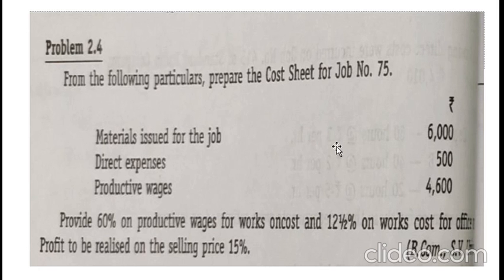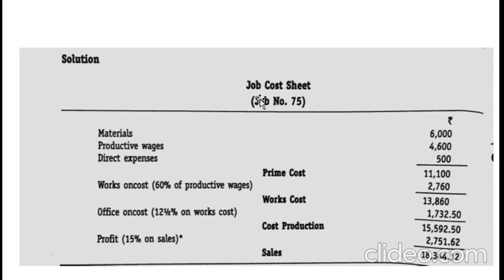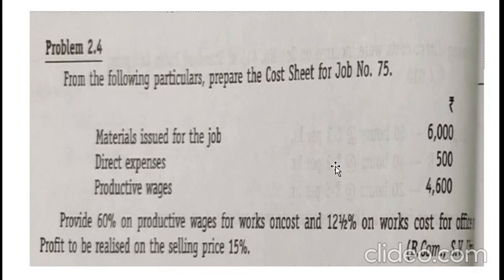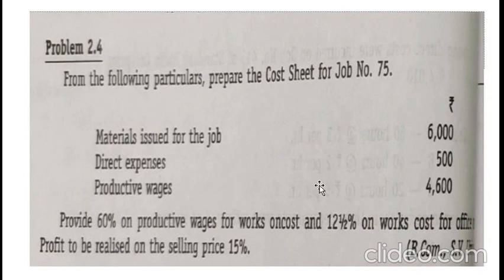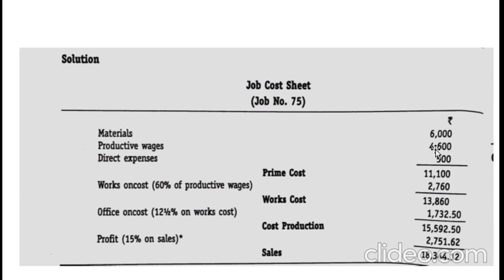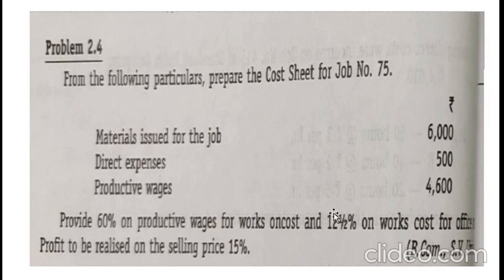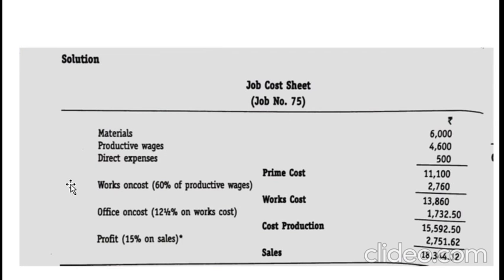So let us get into the job cost sheet. This is the job cost sheet. This is the solution part. Job cost sheet, job number 75. Materials as per the question: materials 6,000, and we have taken 6,000. Then you have productive wages 4,600. We have taken 4,600 and you have your direct expenses 500. So you have taken all your direct expenses, that is materials, wages and direct expenses.